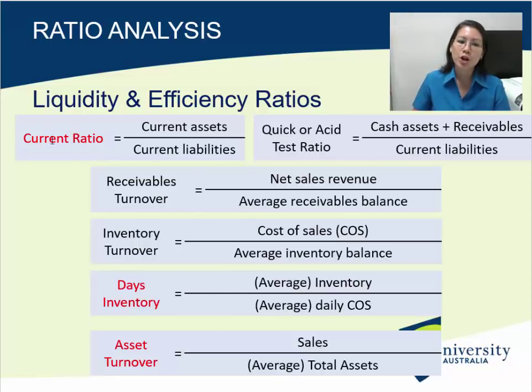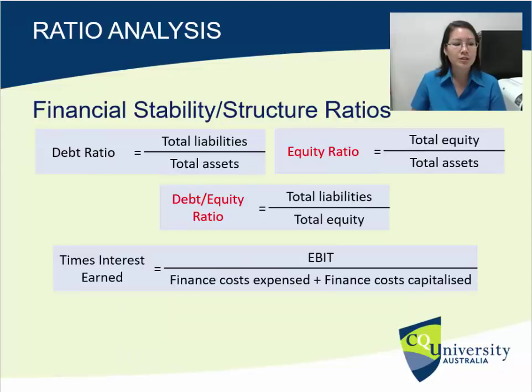Now in this unit, we only do the current ratio for liquidity and the last two for efficiency. The last group of ratios that I'll cover is the financial stability, or solvency, or long-term financial structure ratios. So how have we geared our company?